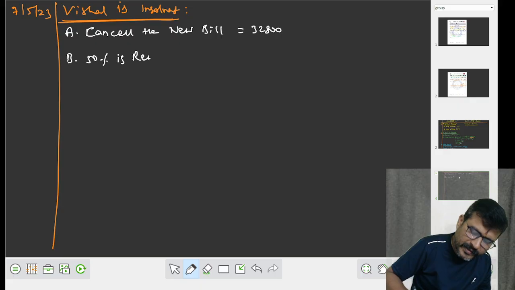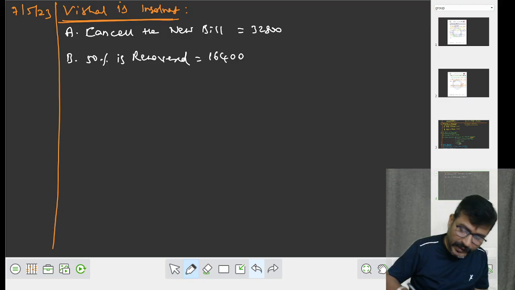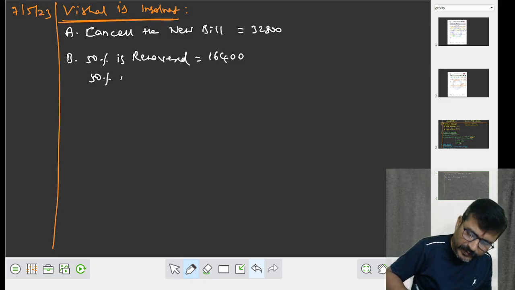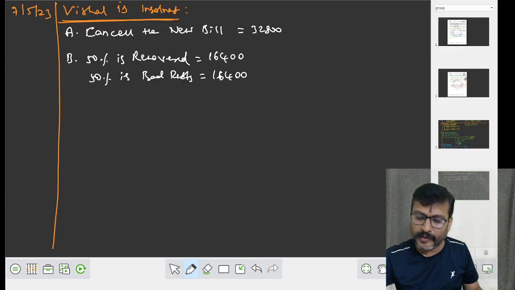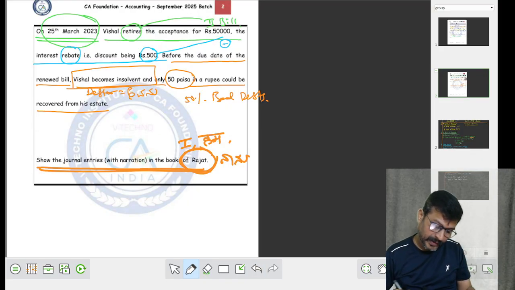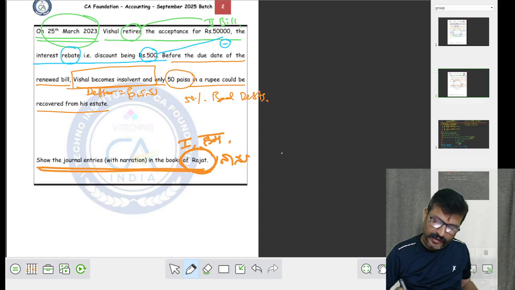50% is recovered, means 16,400. Another 50% is what? Bad debts. वो कितना है? 16,400 है. अब सब कुछ मालूम हुआ है ना? नाउ क्या करना? Show the journal entries with narration in the books of Rajat.